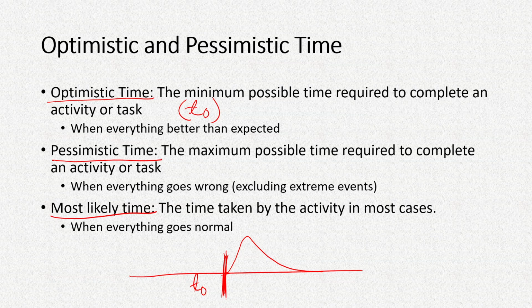Then pessimistic time is when everything goes wrong, and even then it will take, suppose, these many days or weeks. So this is called TP, or pessimistic time.